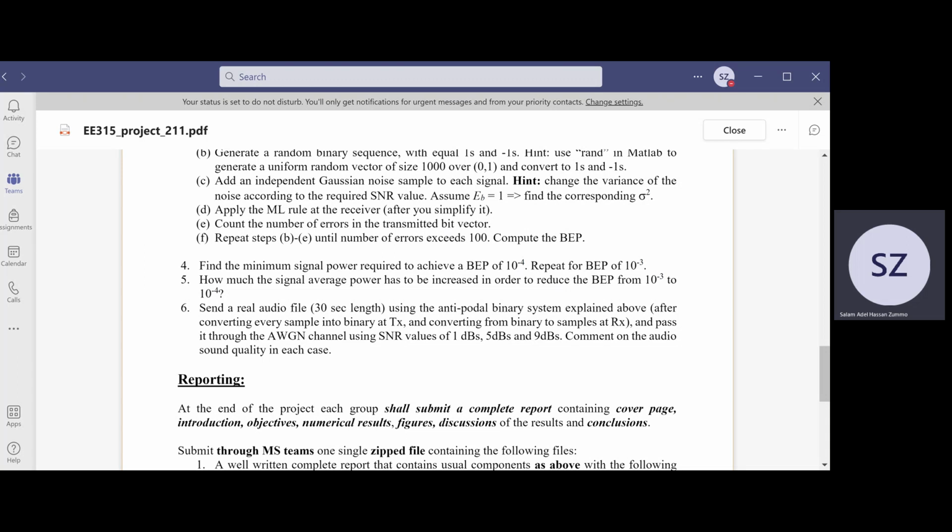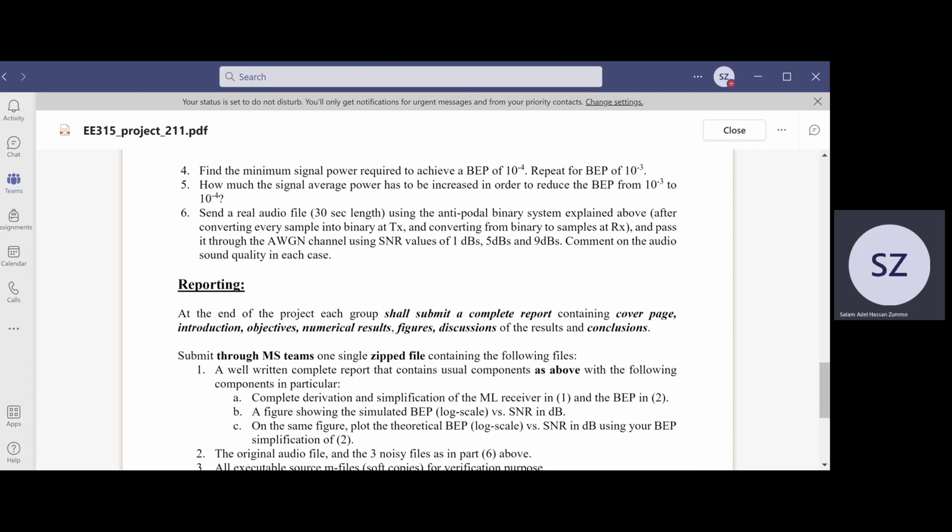After you do all this, generate a real audio file, 30 seconds, whatever you want. Use the binary system explained above to convert every sample into binary. And then convert from binary to samples at the receiver. هذا RX means receiver. TX means transmitter. And pass through the AWGN اللي تكلمنا عنها. And then find the values of SNR at 1 dB, 5 dB, and 9 dB. Reporting, you need to do it and find the whole report.